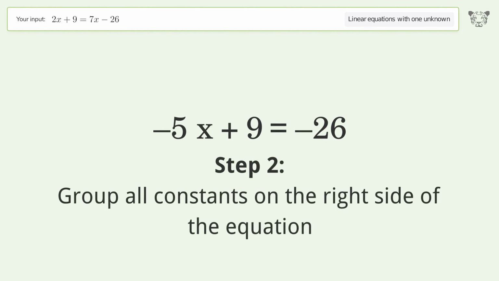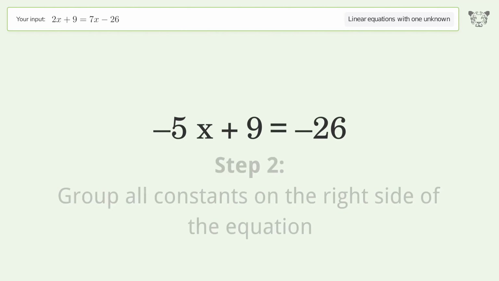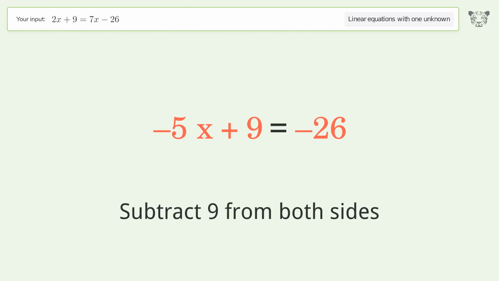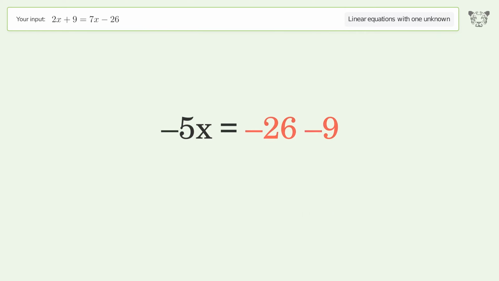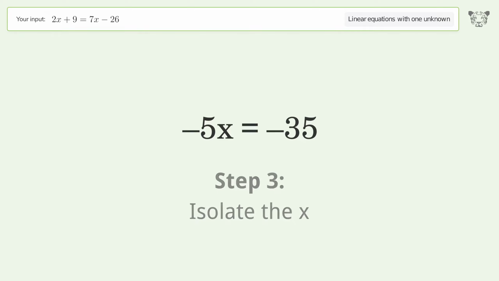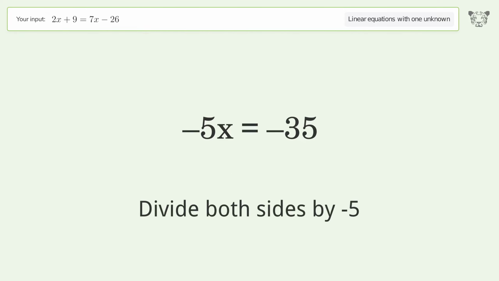Group all constants on the right side of the equation. Subtract 9 from both sides. Simplify the arithmetic. Isolate the x. Divide both sides by -5.